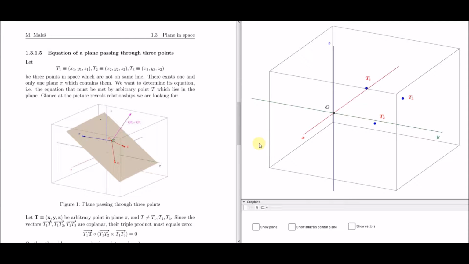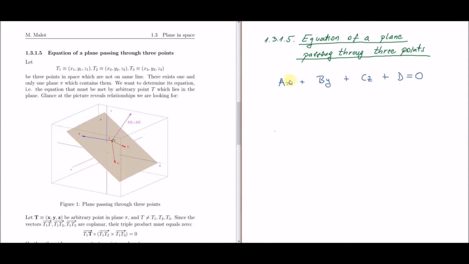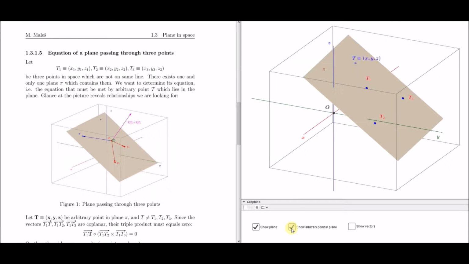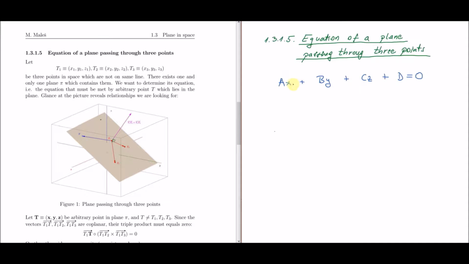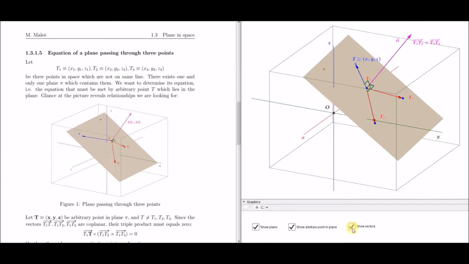For these 3 points, there exists one and only one plane pi, which contains them. We want to determine its equation in general form: ax plus by plus cz plus d equals 0, where a, b, c and d are known numbers. An arbitrary point T will lie in that plane if and only if its coordinates xt, yt and zt satisfy that equation. A glance at the pictures reveals the relations we are looking for.